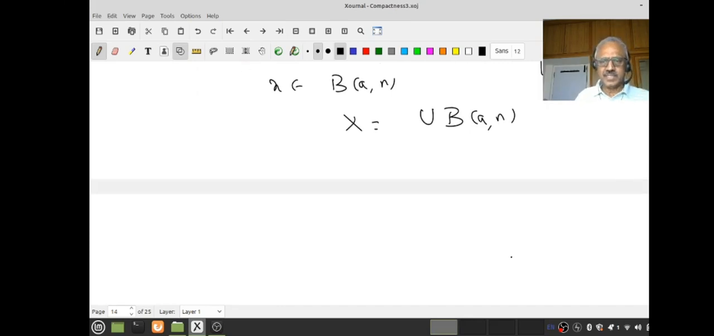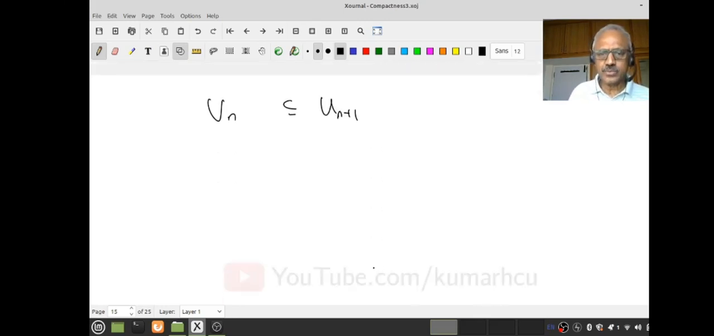Again, we had already seen enough examples. What is the relation between U_n and U_{n+1}? Because if I have x in U_n, then the distance between x and a is less than n. Therefore, it's less than n plus 1, and hence x belongs to U_{n+1}. Therefore, this is an increasing sequence.